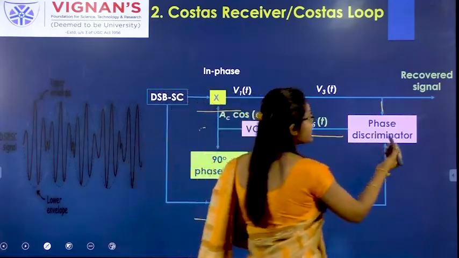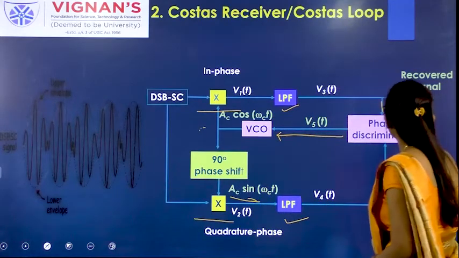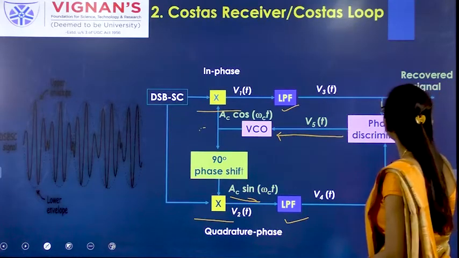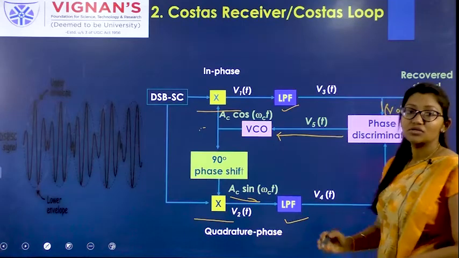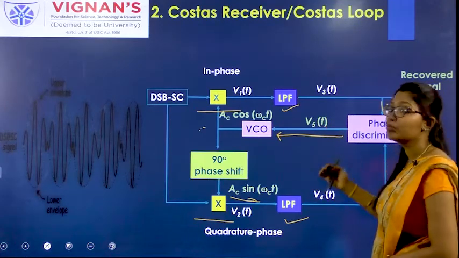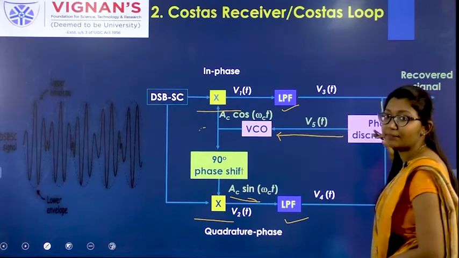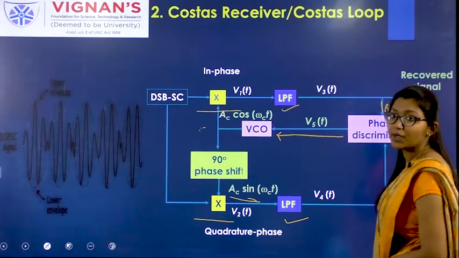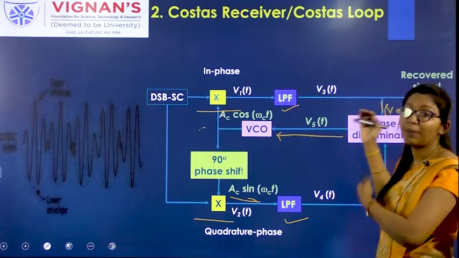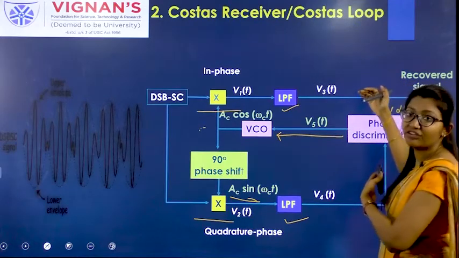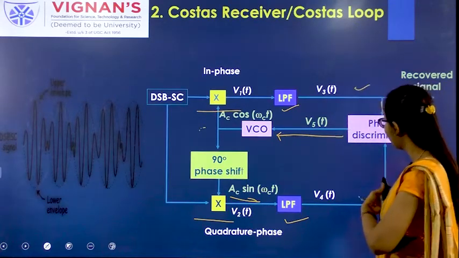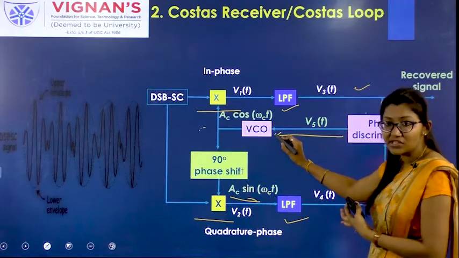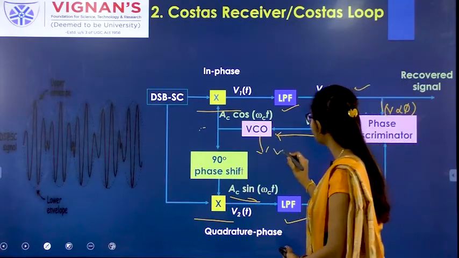Here the phase discriminator will produce an output voltage directly proportional to phi, right? Whatever output it is receiving, that output voltage will be related to phi. With respect to the phase we are getting from V3 of t and V4 of t, with that phi value it will generate the voltage. That voltage we are giving to the VCO. Here VCO means voltage controlled oscillator.